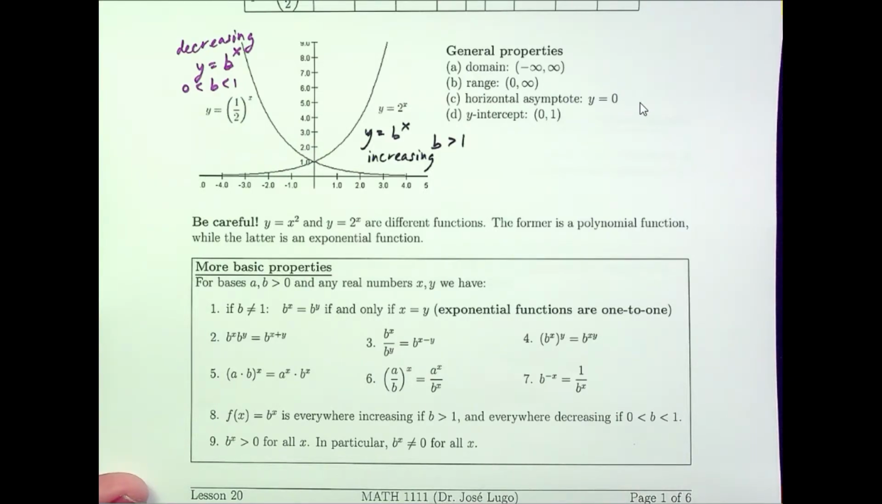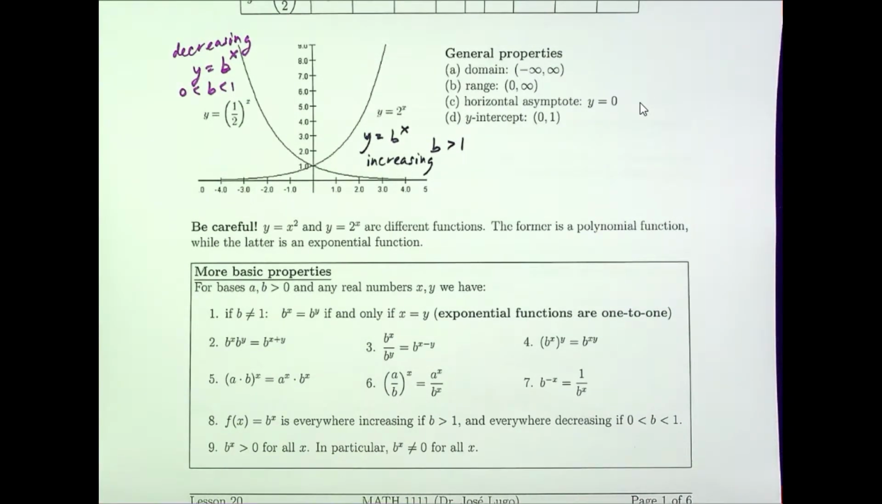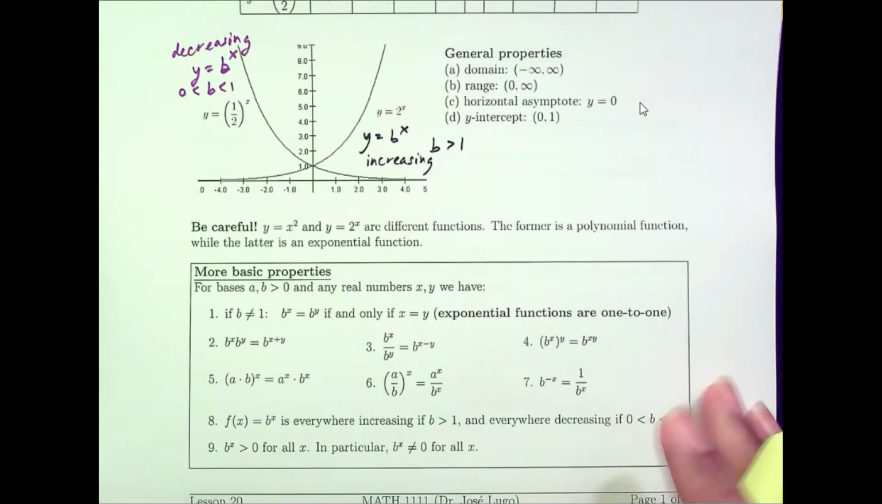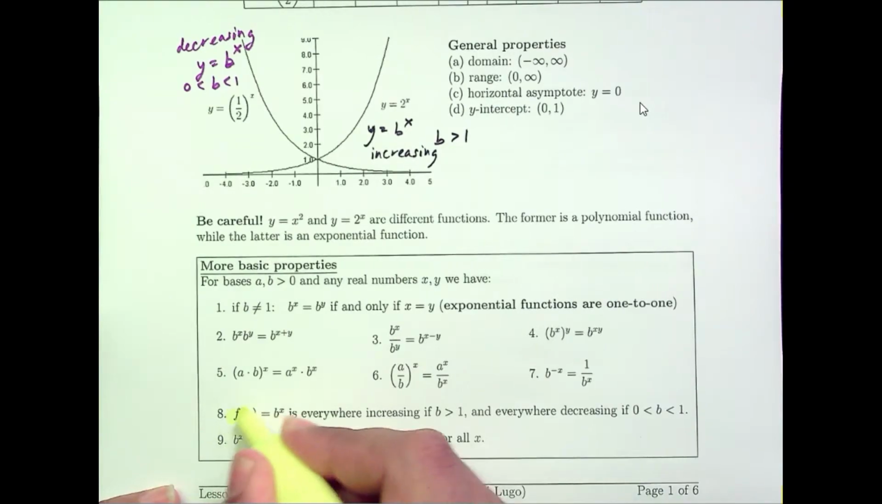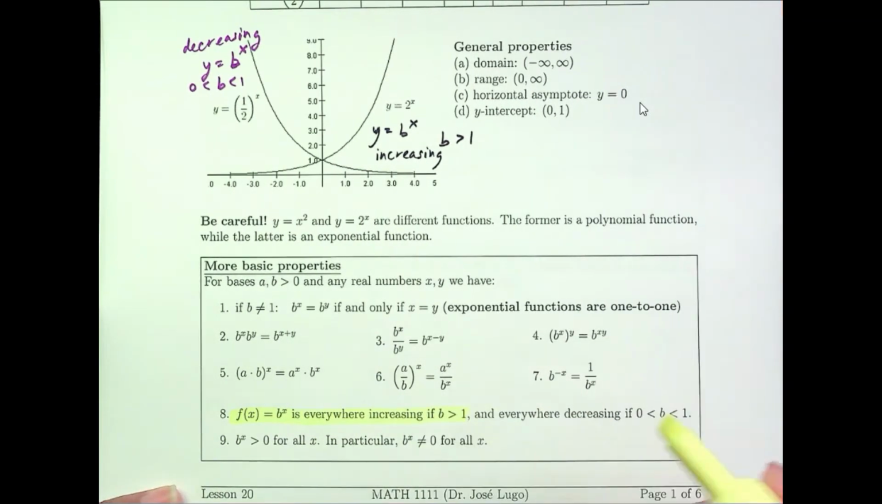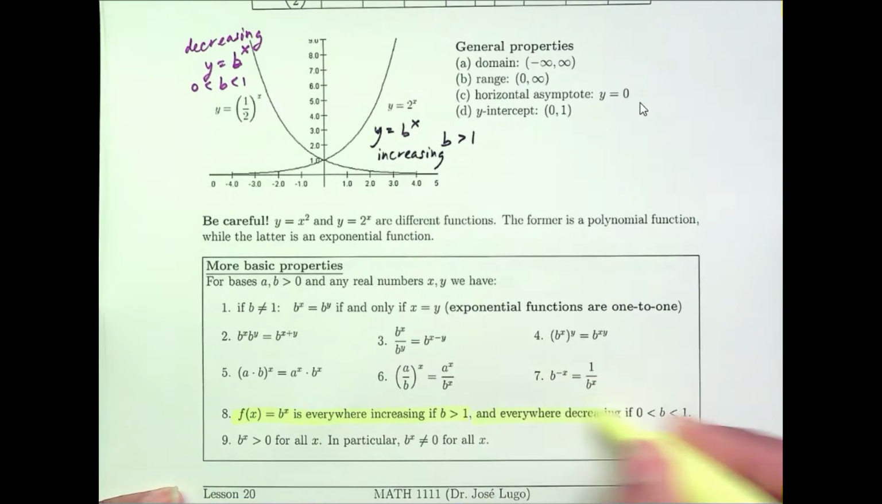All right, so here are the properties that are new. Well, this one I already mentioned, but if b is bigger than 1, then this function is increasing everywhere. And if b is between 0 and 1, the function is decreasing everywhere.